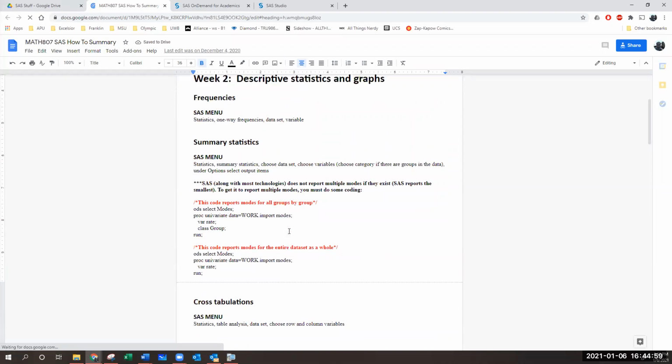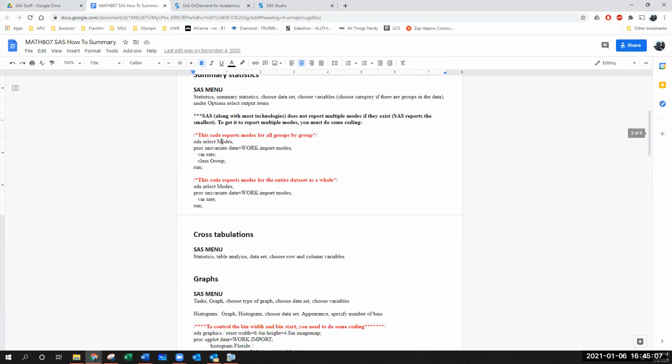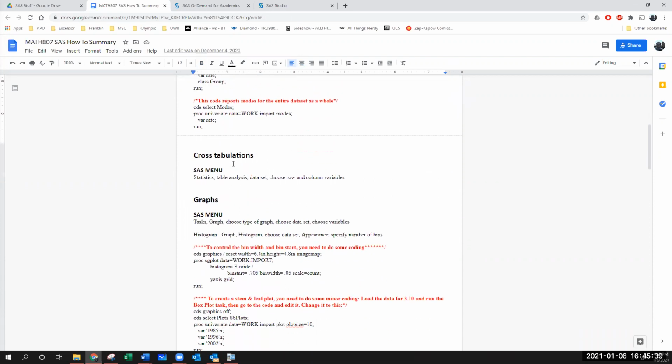So for instance, let's just say that we wanted to, well, these are just finding modes. This is really good code because SAS doesn't report multiple modes, but if you use this code, it will, which is great because one of the questions next week, the groups do have multiple modes. And if you just go in and do the standard summary statistics in SAS, it's just going to report the smallest mode and it's not going to report the second one. But if you use this code, it'll actually report all of the modes, which is pretty cool.